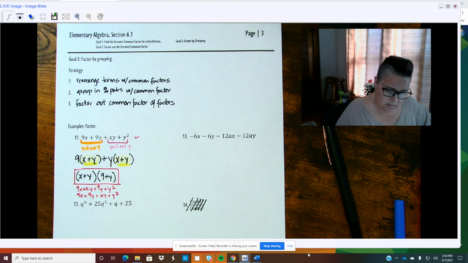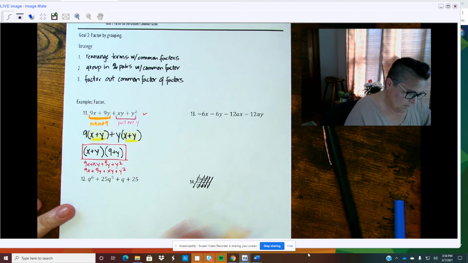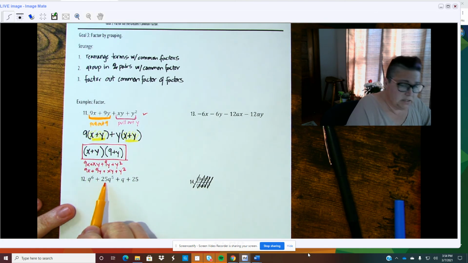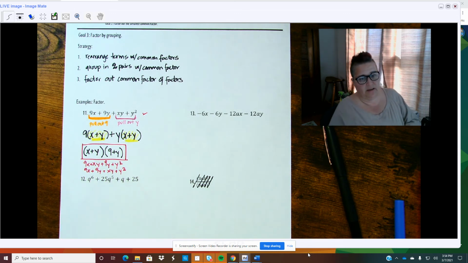Perfect. All right, let's look at the next problem. In the next problem, which is number 12, I have q to the 6th plus 25q to the 5th, and I have a plus q plus 25.